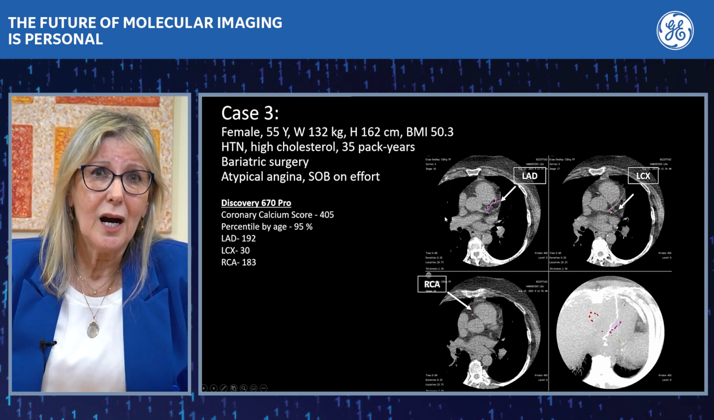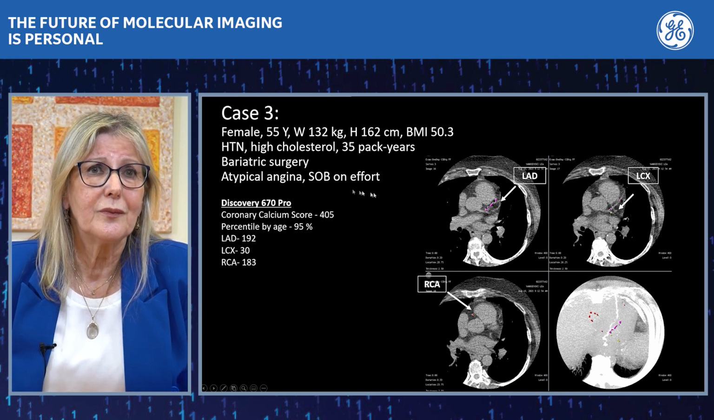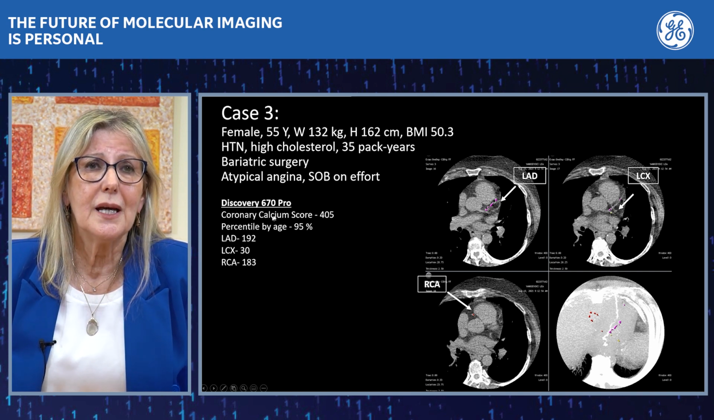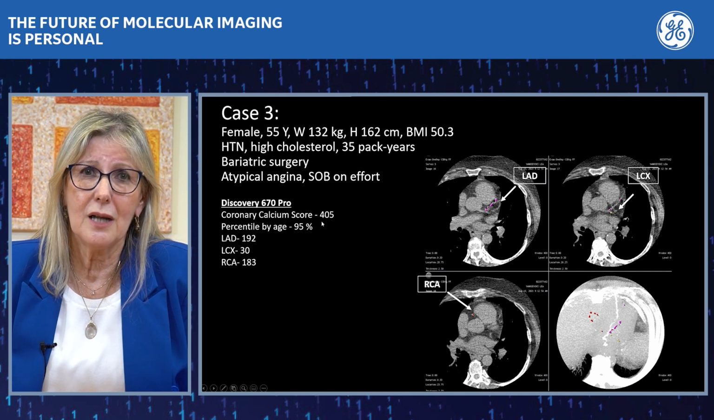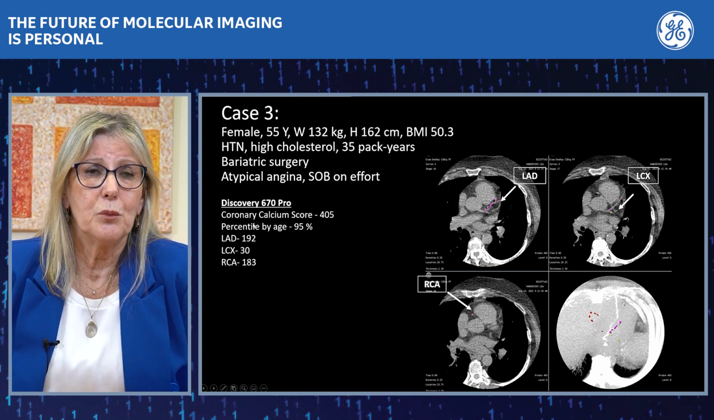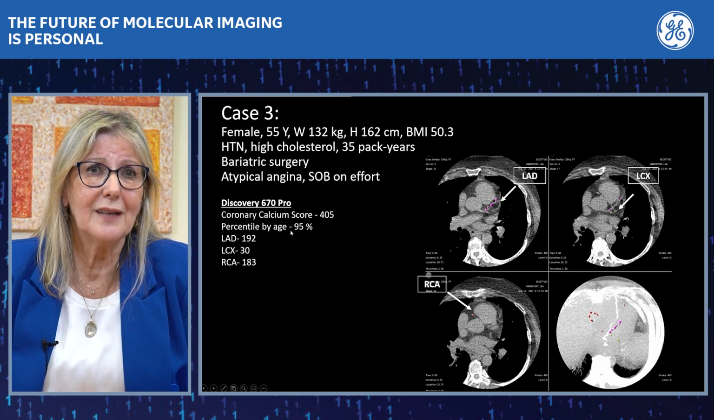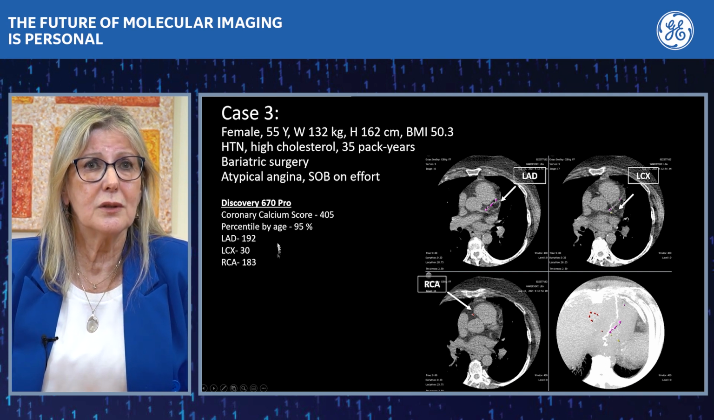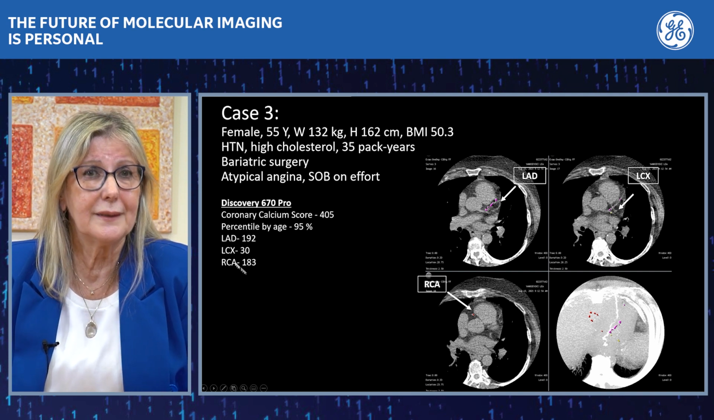Using the conventional camera with the CT, we performed a scan for coronary calcium. And as shown here, the coronary calcium score was high, 405, and with high percentile by age of 95. The distribution of coronary calcification was in the 3 coronary territories.